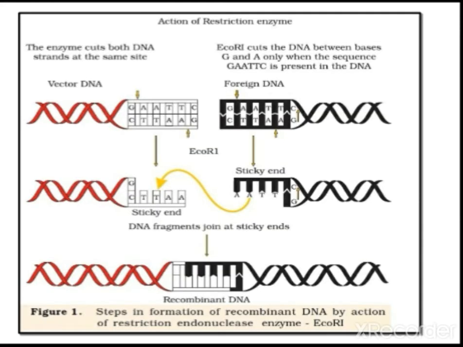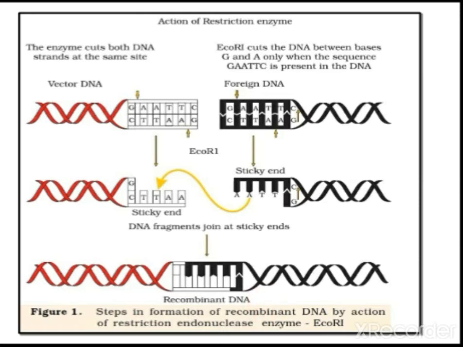Here, different steps in the formation of recombinant DNA by the action of the restriction endonuclease enzyme EcoRI have been given. Here this is the vector DNA, and this is the foreign DNA. First, a cut is made in both of them, then after that they are joined by the ligase enzyme. Then the recombinant DNA is formed.